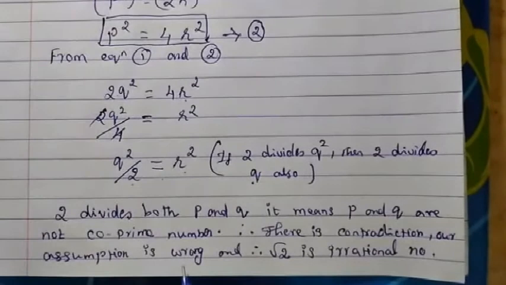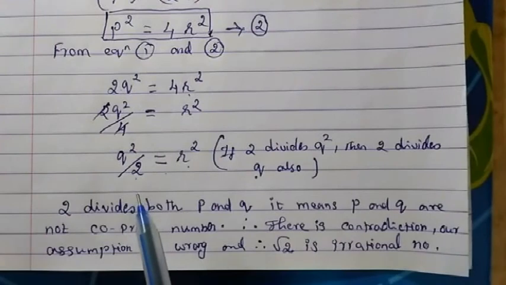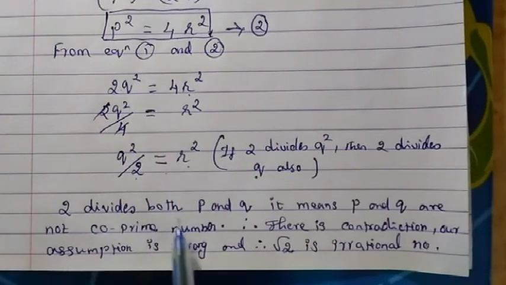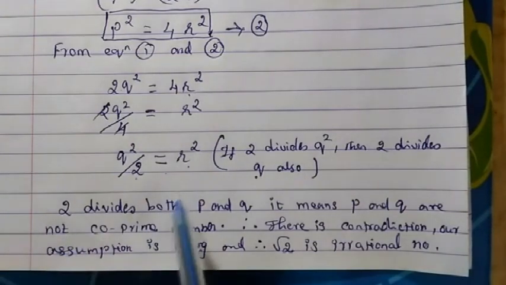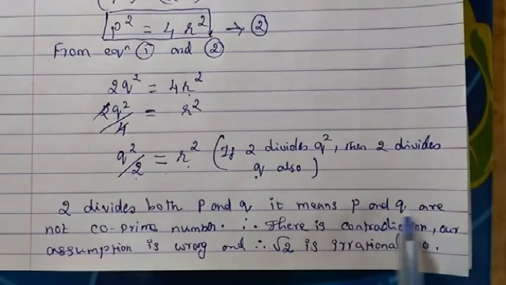But already we said that P and Q are co-prime numbers. So 2 divides both P and Q, which means P and Q are not co-prime numbers, because if they are co-prime, they cannot be further divided. But here 2 is dividing both. Therefore, there is a contradiction in what we said. So our assumption is wrong, and root 2 is an irrational number, we prove.